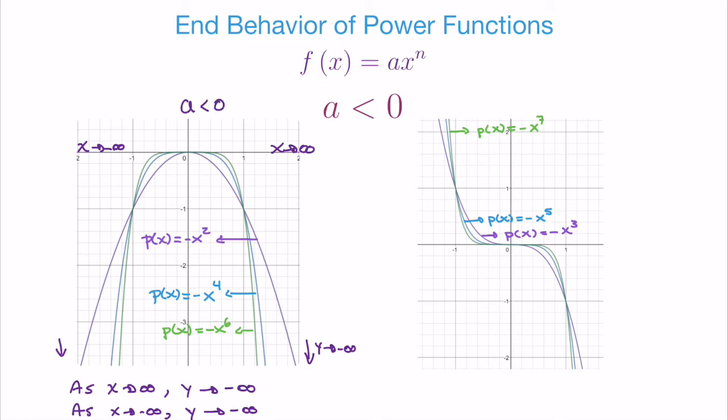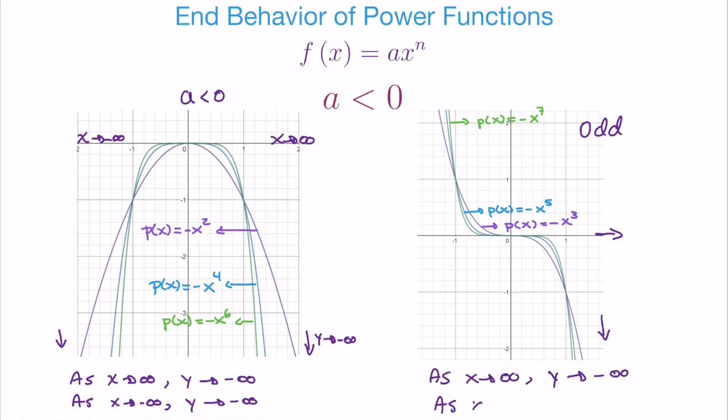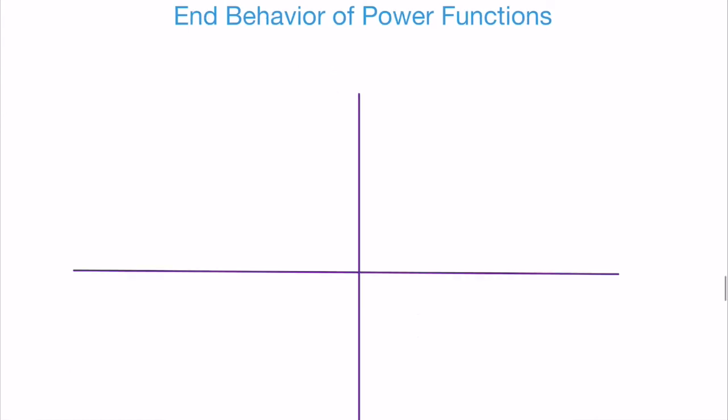In the same way, the end behavior of all power functions that have an odd power have the same end behavior, and we describe it as follows. As x approaches positive infinity, y approaches negative infinity, and as x approaches negative infinity, y goes up to positive infinity. And this is true for all power functions with an odd power and a smaller than 0.